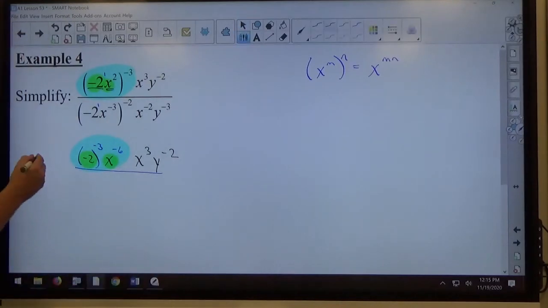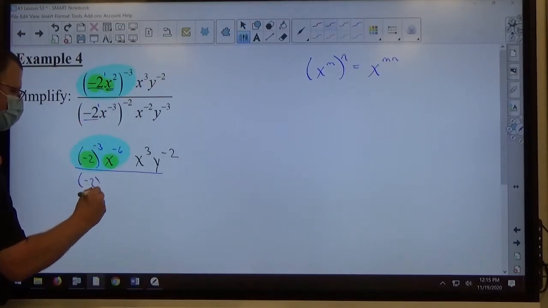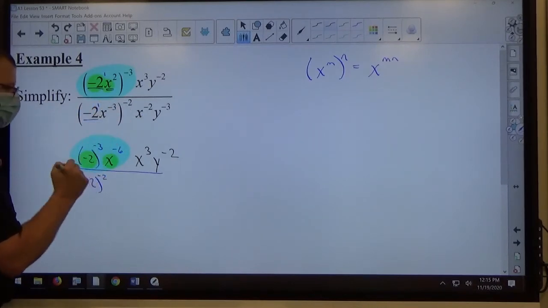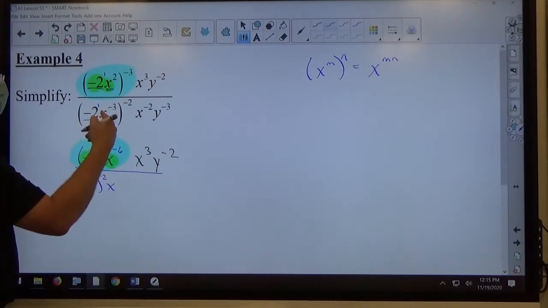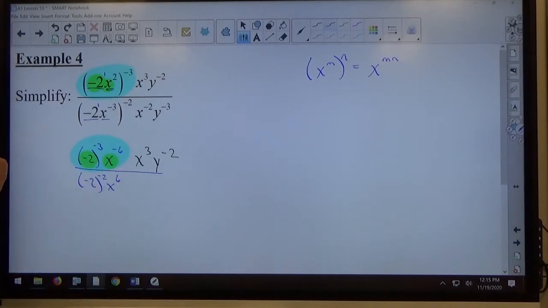On the bottom, the same thing's happening. I've got negative 2 as a base, so I'm going to put negative 2 in parentheses. Its power 1 is being multiplied by the outside power negative 2. Then I've got x as a base. It gets rewritten. And the inside power, negative 3 times outside, makes positive 6. Notice that negative times negative makes a positive. Positive times negative makes negative. All the multiplication rules we've already dealt with this year are happening in this problem. We have to deal with them as they happen.